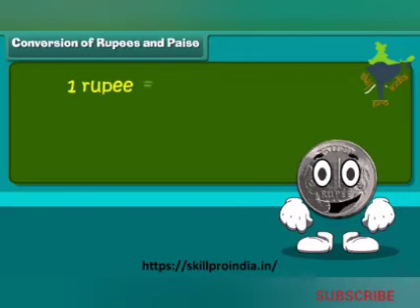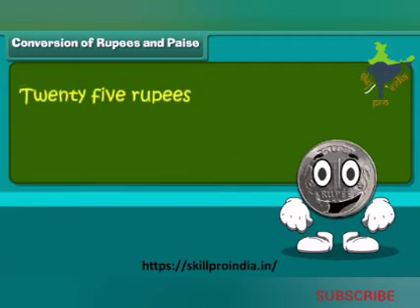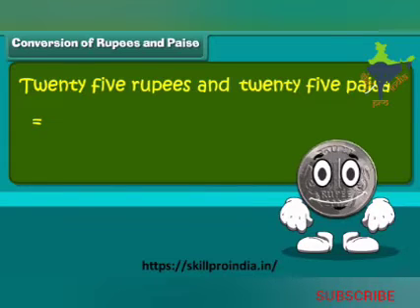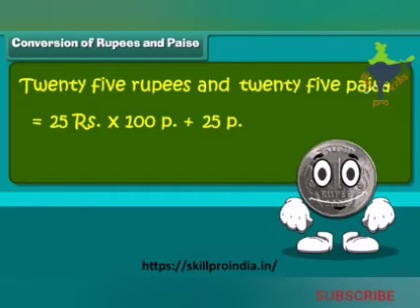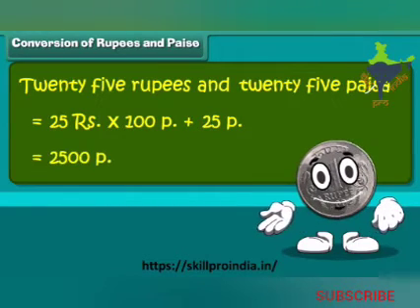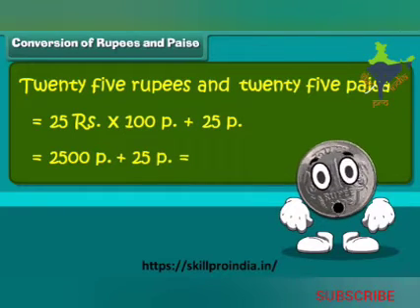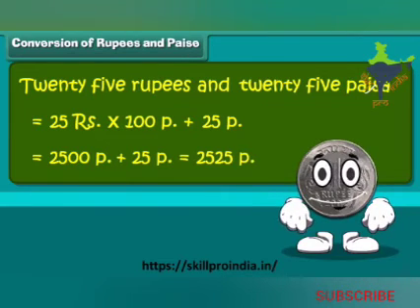1 rupee is equal to 100 paisa. 25 rupees and 25 paisa is equal to 25 multiplied by 100 plus 25 paisa. This becomes 2500 plus 25 paisa. We can say it as 2525 paisa. Amazing! So much money!